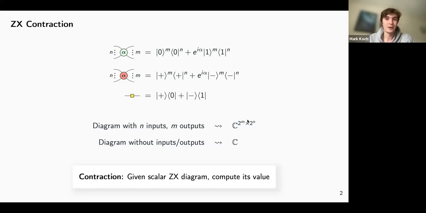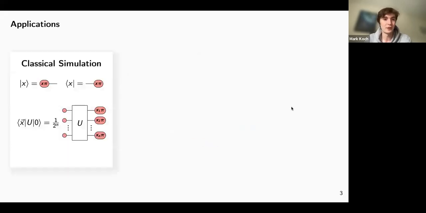Arguably the most prominent application, and the one that has been studied the most in the past, is using this to do classical simulation of quantum circuits. So let's say we have some unitary U, and we want to compute some amplitude for some outcome x over input 0. Then we can just write down some ZX diagram. And the scalar value represented by this diagram is the amplitude. I guess we have to take the value and square it, and then we get the probability.